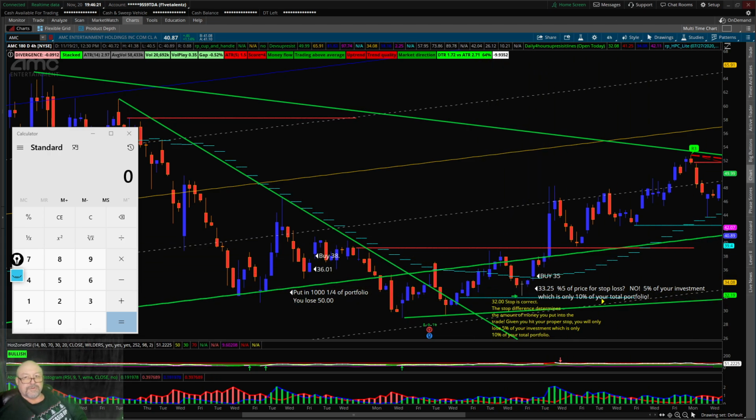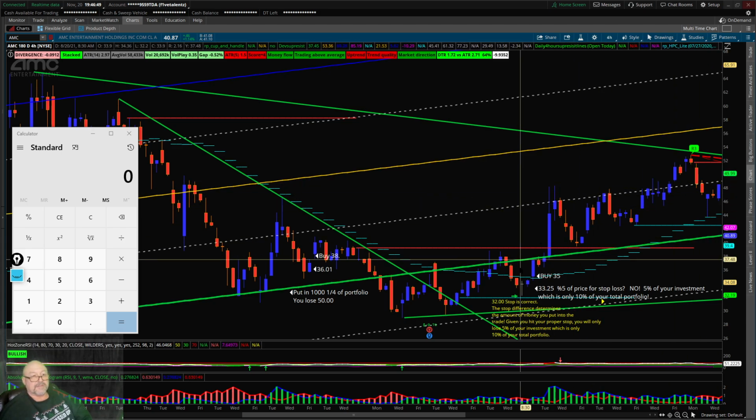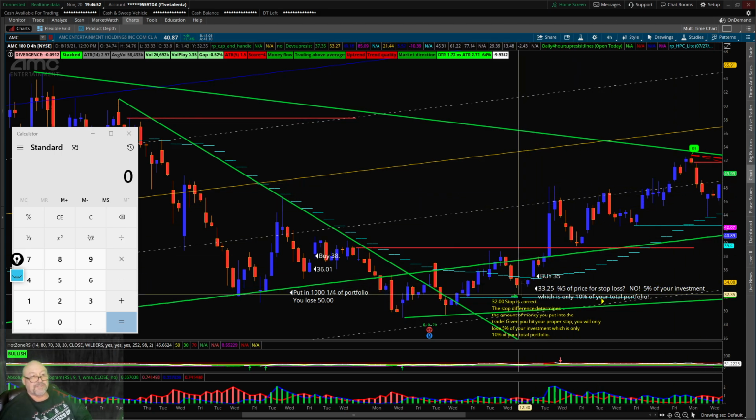You protect your money. You don't want to lose more than 5% of your portfolio. And actually, a lot wiser men than me say if you've just started out trading, you should only lose 1 or 2%. And I'm being lenient with 5%. All right, so 5% of your position, which is only 10% of your portfolio.